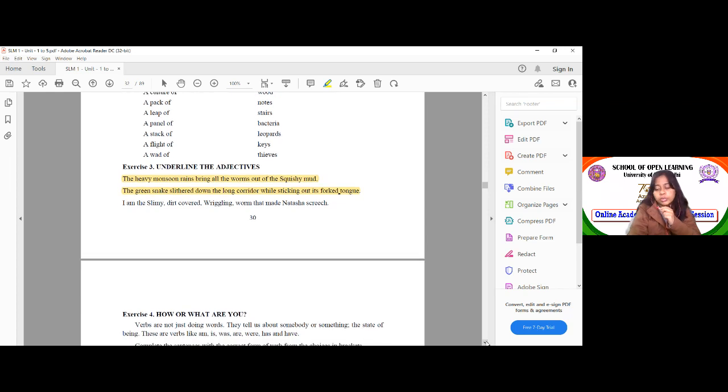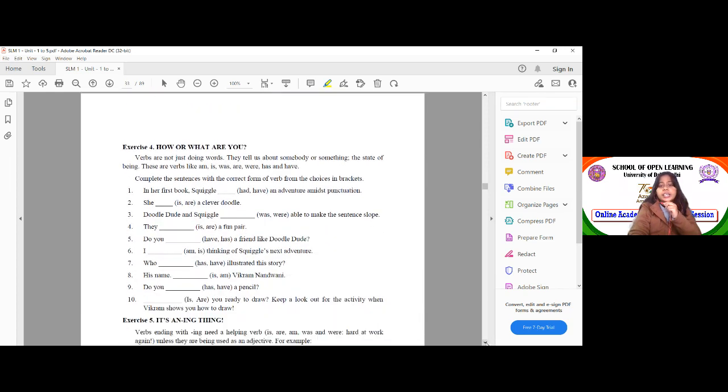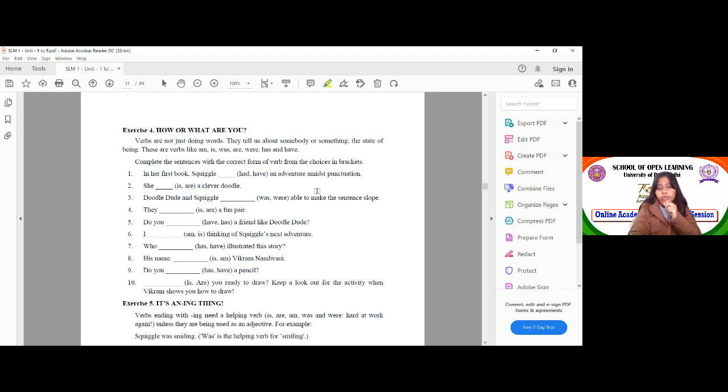Since you have understood the concept of adjectives, I had given you this exercise to do. I don't know if you have done it or not, so let's just do 2-3 sentences from here. Look at sentence number 3. Doodle, Dude, and Squiggle Dash were able to make the sentence slow. So what will you write here? Choose between was and were.